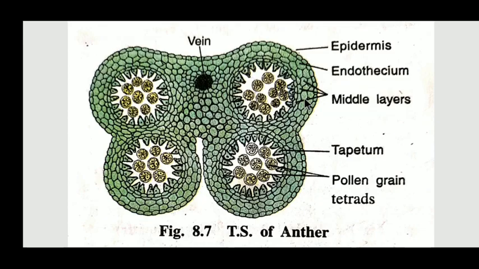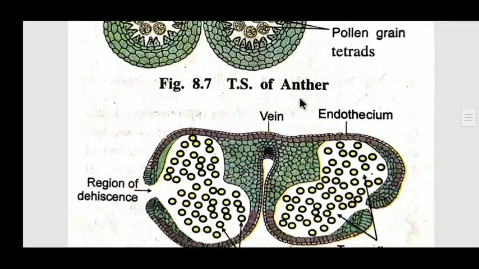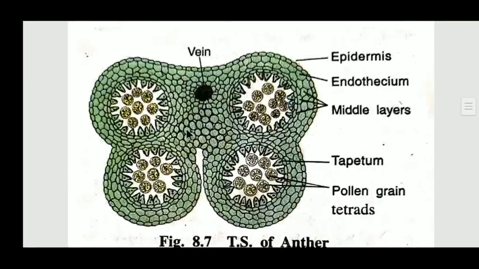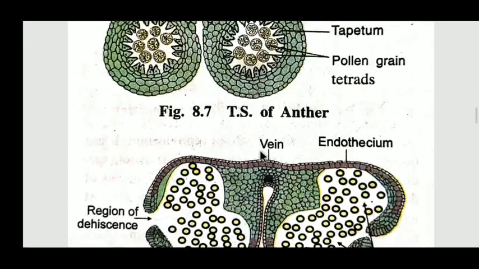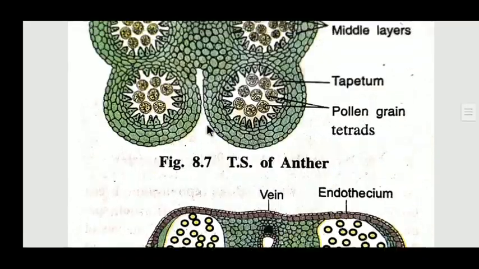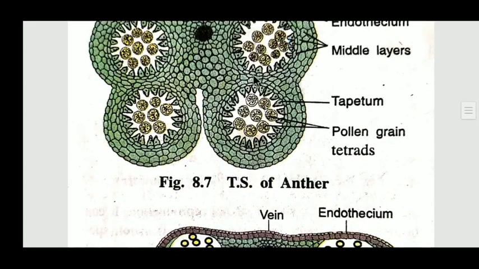What is meant by dehiscence? In the second diagram, the process of the dehisced anther is given. The region of dehiscence: the pollen grains are here. These are 2, it means the 4 pollen grains are here, the microsporangia are here, and at the time of dehiscence these microsporangia fuse with each other, and all the pollen grains come out from them. So here this is the line of dehiscence.